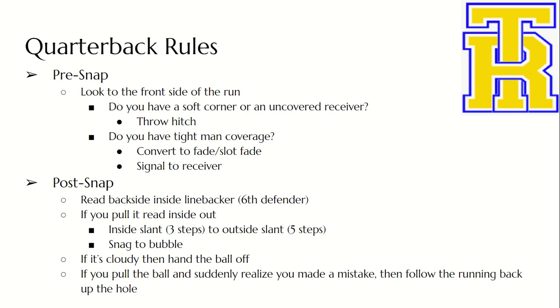Now, post-snap, we can go ahead and block 5, but we're going to read the 6th defender. We base out of 10 personnel, so we can block 5 and read that 6th guy. If you base out of 11 personnel, you can block 6 and read the 7th guy. We're going to read from the inside out. Anytime we pull it, and when I say pull it, that's the quarterback deciding we're going to throw it, we're going to read from the inside out. So it could be double slants, it could be snag to bubble, but I'm going to read inside out. I'm going to read the same area of the field.